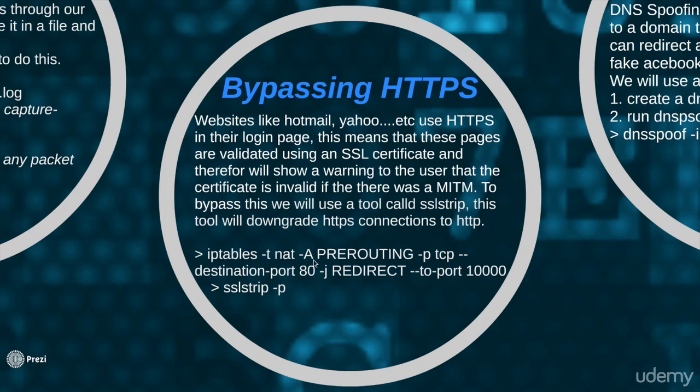So you can change the port that SSL Strip runs on, and all you have to do is just change this command and get it to redirect to the SSL Strip port. Once you run this command, we're going to run SSL Strip, and basically SSL Strip then is going to listen. Whenever it sees HTTPS, it's going to downgrade it to HTTP. So let's see how we do this.